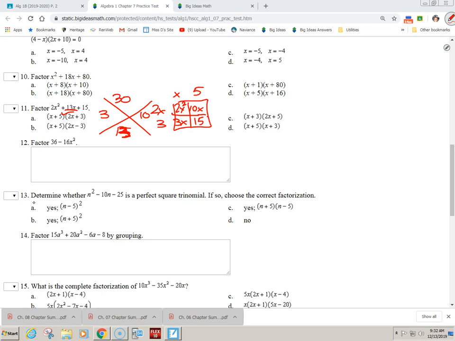Is it a trinomial? No, so I can't go straight to the x. I mean, I could, but what would I put in that little middle? 36, 0. Oh, you're right, it's missing it.